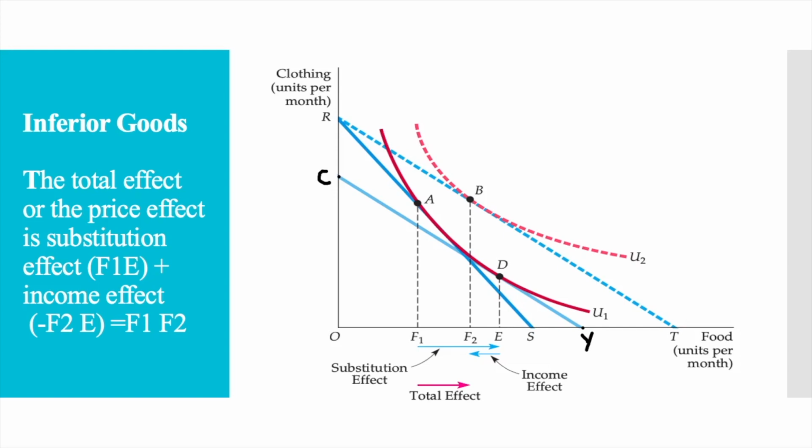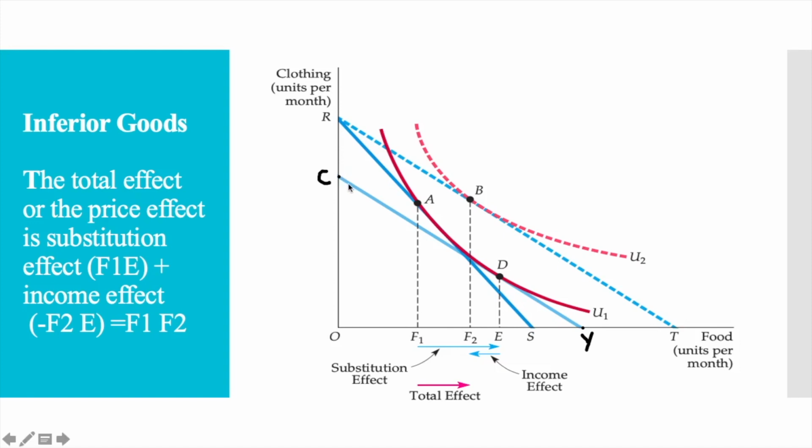As a result of the fall in price, the budget line of the consumer rotates from RS to RT. The consumer moves to the bundle B at indifference curve U2 as a result of the fall in the price of food. So, this movement of the consumer from A to B happens as a result of the price effect. Now, let's isolate the price effect into income and substitution effect.